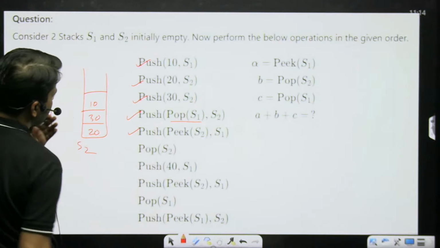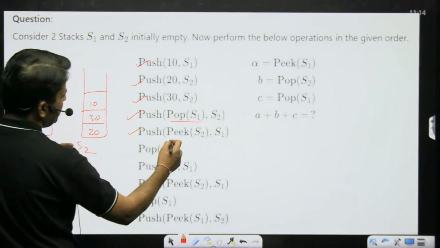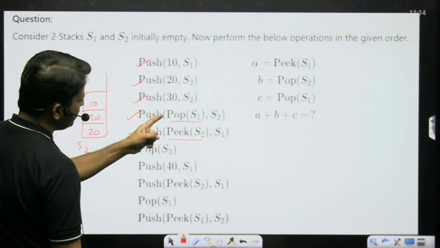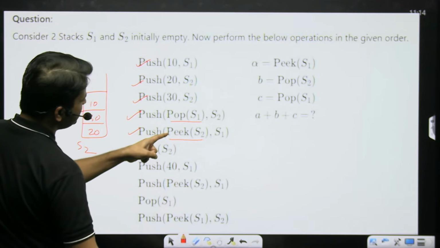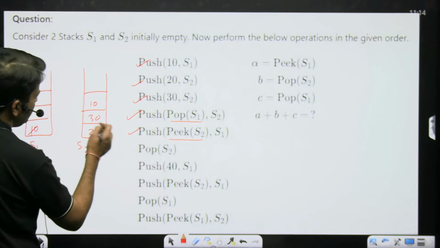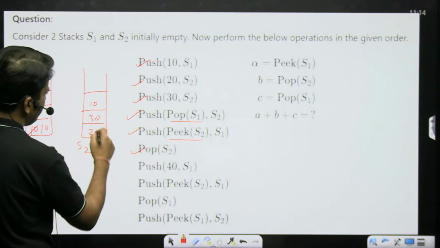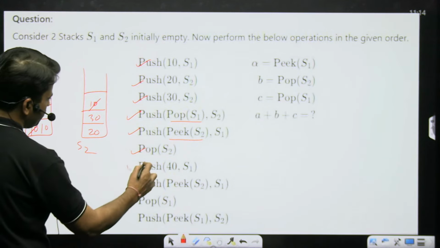What about peek S2? Peek is saying just return the top element but do not delete it. Delete means delete as well as return, and peek only returns, not deleting. So peek S2 means 10. 10 comes on this S1. Pop from S2, you are deleting from here, and push 40 in S1.